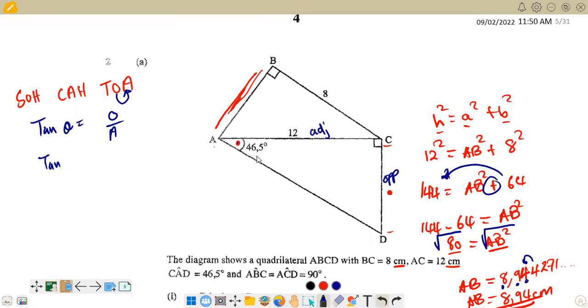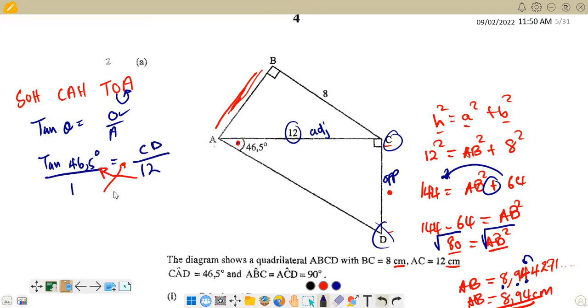We've got the angle now, so tan of the angle, which is 46,5 degrees, is equal to the opposite, which is the CD that we want to calculate. So this is going to be CD over the adjacent, which is 12. All right, so that's it, guys. We can just do our cross multiplication here to calculate our CD. So it's 1 times CD, which is CD, is equal to 12 times tan 46,5 degrees.